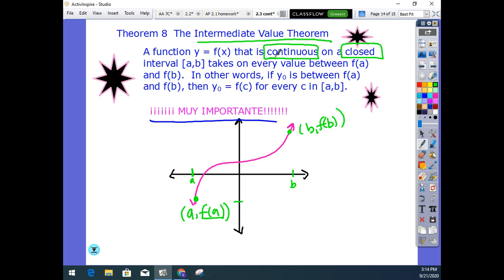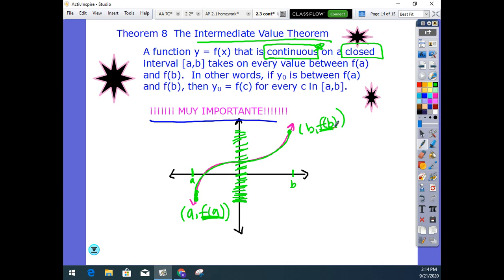So if it is continuous and closed, in order for me to connect this dot and this dot, I'm going to hit every single y value between this y value and this y value. When I connect the dots, no matter how I connect the dots, if it's continuous, that means this y value is represented, they're all represented. Every y value between this one and this one.